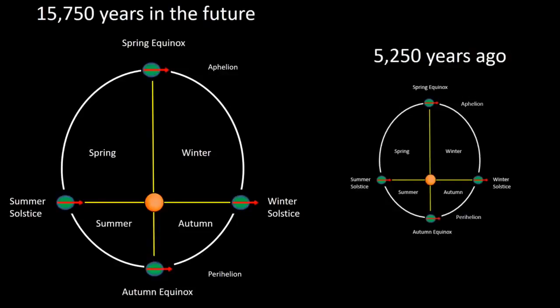Moving forward 15,750 years in the future, we will attain the same state as that which existed 5,250 years ago. As the seasons go through this cycle, the severity of winters and summers will change, as will the average temperature.